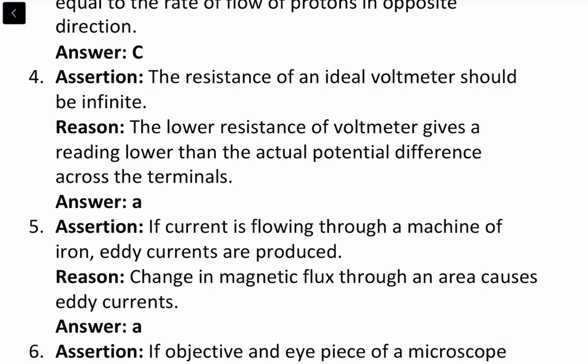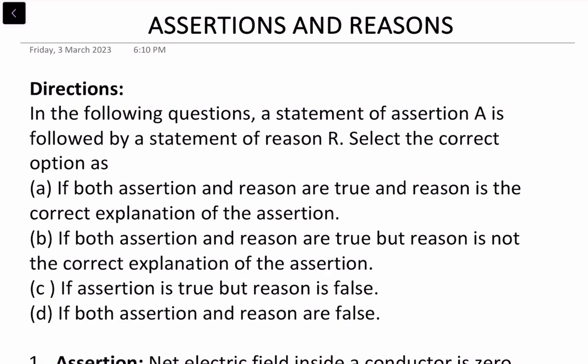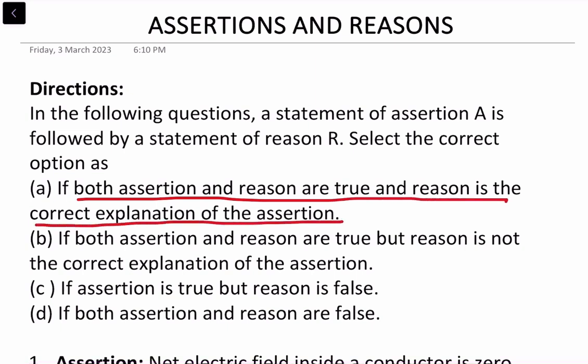Now coming to the reason. Change in magnetic flux through an area causes eddy currents. That's true. Yes, whenever there is a change in magnetic flux through an area, then eddy currents are produced. Therefore, both assertion and reason are true, and the reason is the correct explanation of this assertion. So the answer is A. So you can check once again, if both assertion and reason are true, and the reason is the correct explanation of the assertion, in this case option A we have to take.